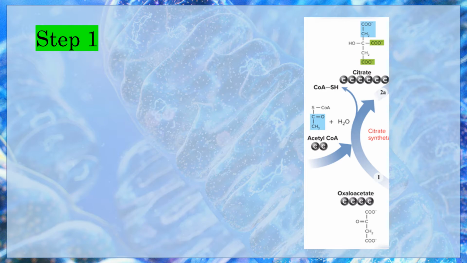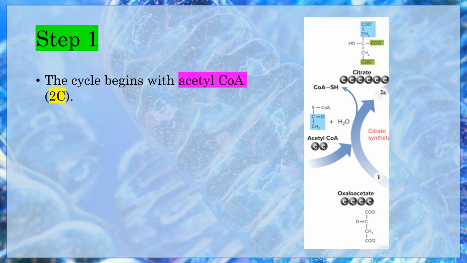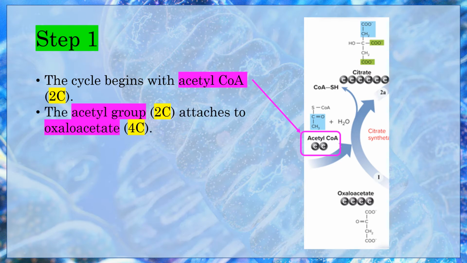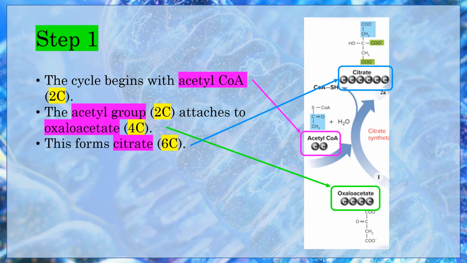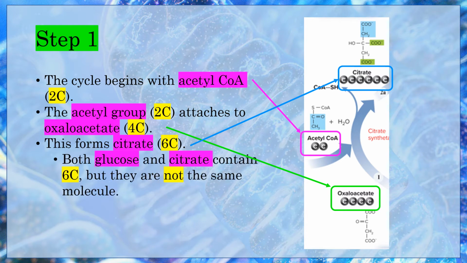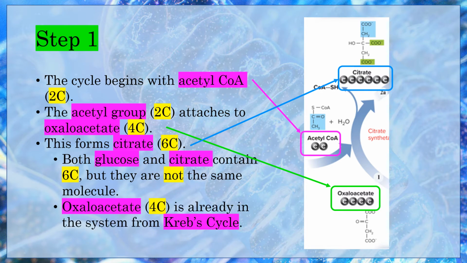Step 1. So we're coming out of the intermediate step of glycolysis. The cycle begins with that acetyl-CoA, which is 2 carbons, as seen there in the pink. The acetyl group, or the two carbons, attaches to oxaloacetate, which is 4 carbons, as seen here in the green. This forms citrate, which is 6 carbons, which is seen in the blue. Both glucose and citrate contain 6 carbons, but they are not the same molecule. That's important to remember. And this oxaloacetate, the 4 carbon, is already in the system from the Krebs cycle. It's a cycle, so it keeps on going and going, and so it's already in the cycle for us.